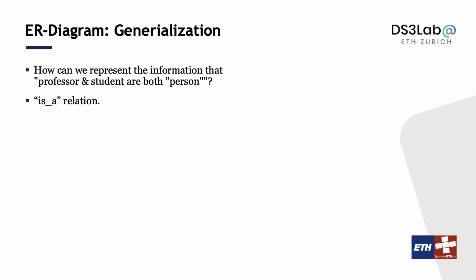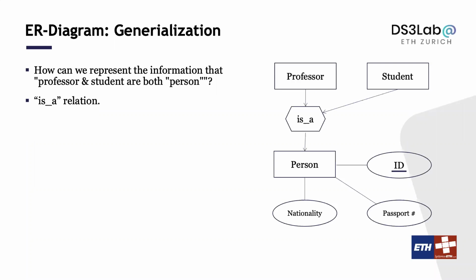So how can we represent that? We do not want to write the same attribute shared by professor and student multiple times, right? So we want to model this type of hierarchical structure between different entity sets. Here, what you can do is to have this kind of is-a relation, which looks like this. If you have something like this, it means that I have essentially three entity sets: professor, students, and person. And professor is a person, student is a person.